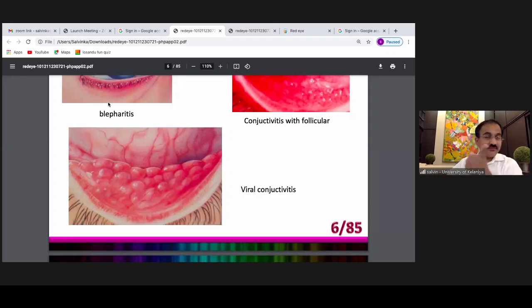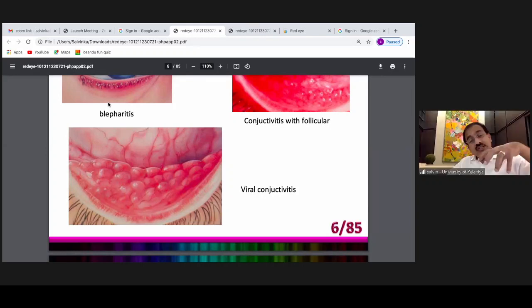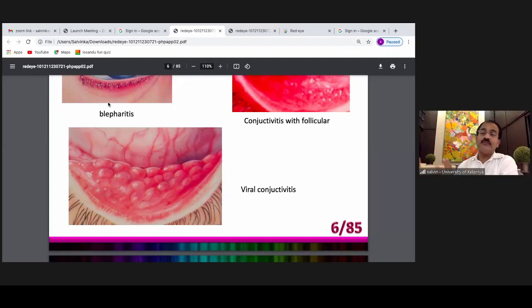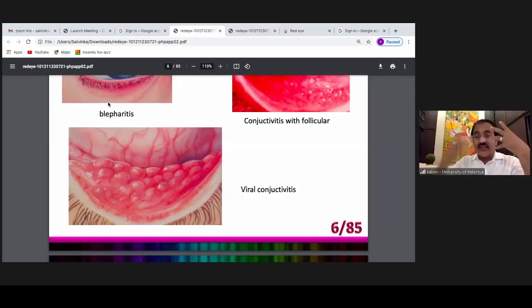So bilateral red eye, what else? Is there discharge or not? Yes, sir, so much discharge. Is it watery discharge or mucopurulent discharge? Water. Very good, because it's watery. If it is a bacterial infection, you will get a mucopurulent sort of discharge. So remember it's a watery discharge, red eye in both eyes, and irritation and swelling of the eyelids.